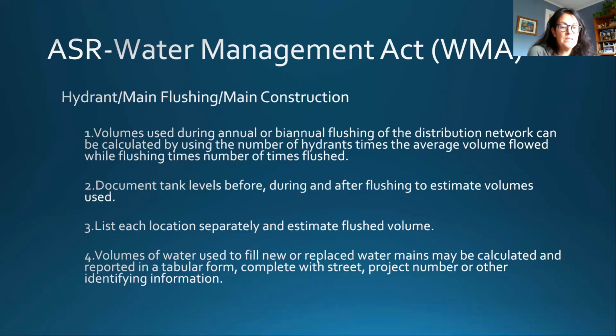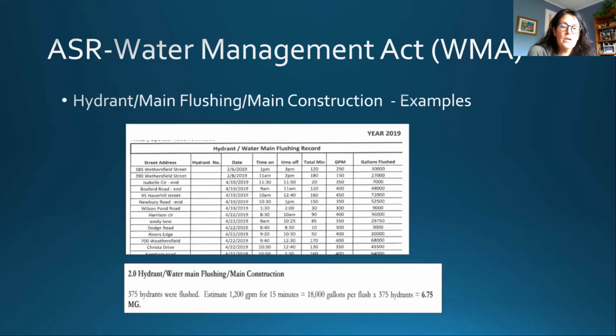Please submit the information in a table. If you're going to list each location separately, complete it with a street, project number, or other identifying information. Next slide. So here are 2 examples of that. The bottom is the summary one, 375 hydrants flushed, 1,200 gallons per minute for 15 minutes, or you can use the top example and list each one separately.